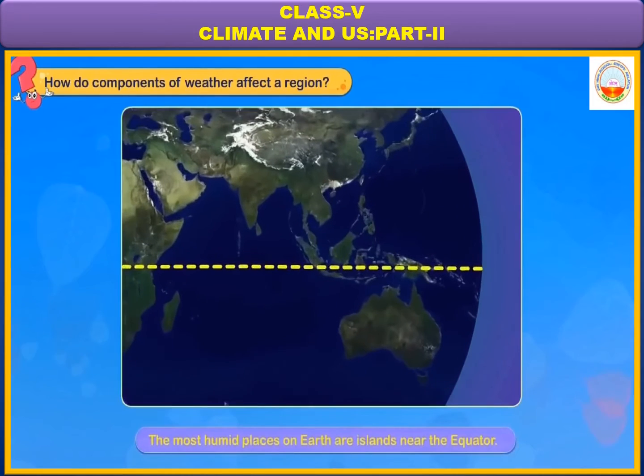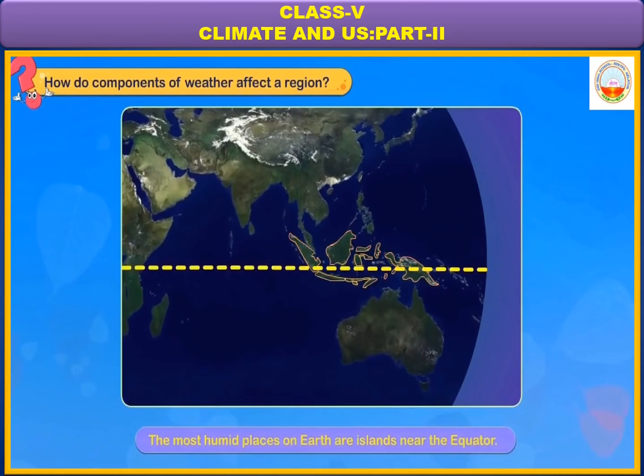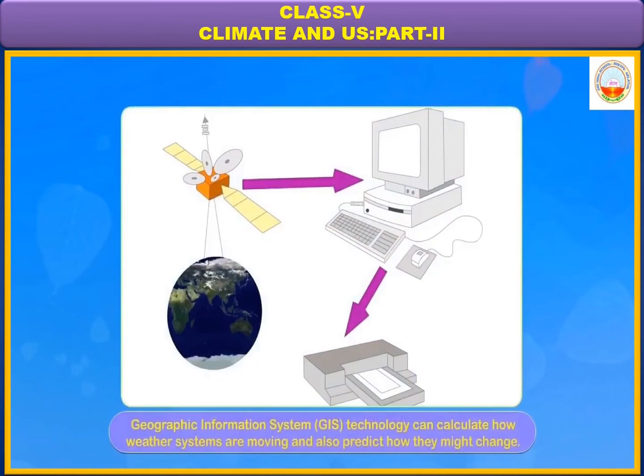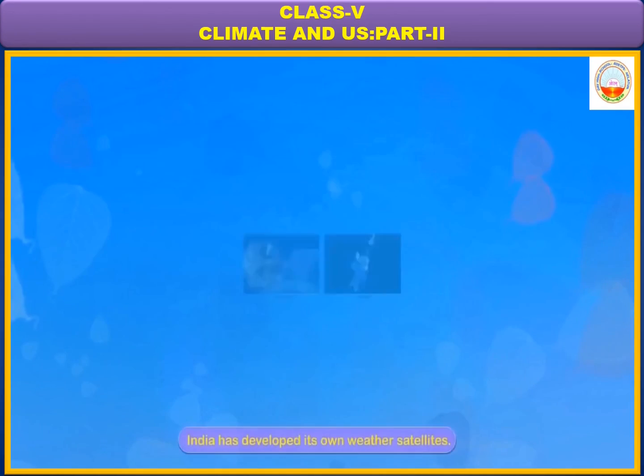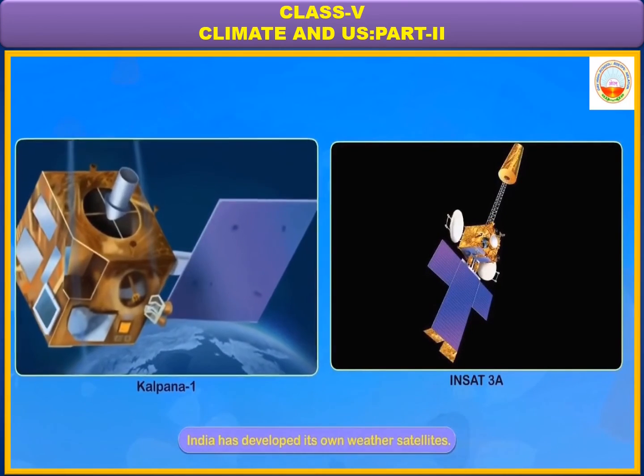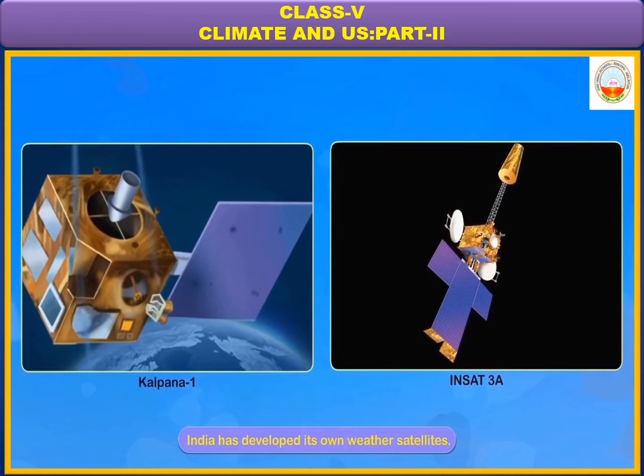The most humid places on earth are islands near the equator. Singapore, for instance, is humid throughout the year. Geographic Information System technology can calculate how weather systems are moving and also predict how they might change. India has developed its own weather satellites like Kalpana 1 and INSAT 3A.